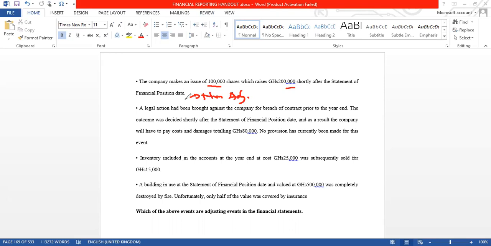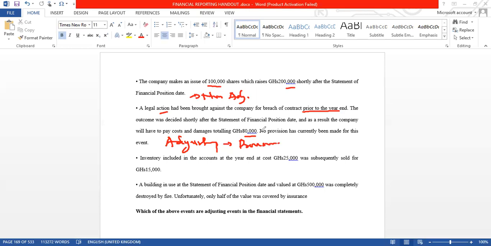All right. There is a legal action that has been brought against the company for breach of contract prior to the year end. In fact, this one alone, we don't need to continue. We just have to say it is adjusting. All right, so what is going to happen here is that they tell us this is the amount of the damage that we need to now make provision for.